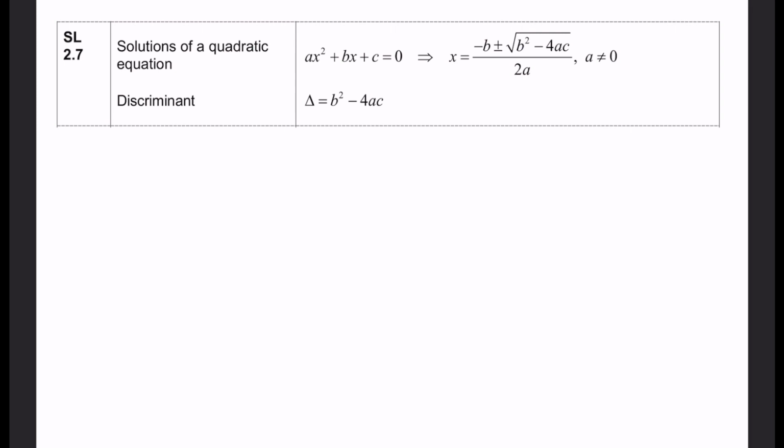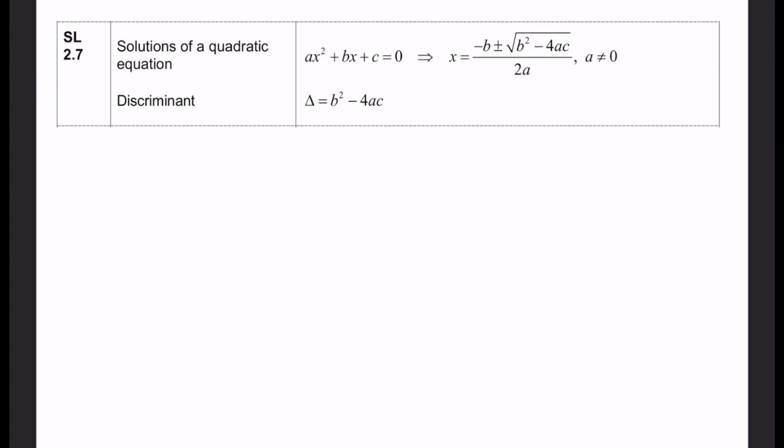Next up is the formula for the discriminant of a quadratic equation. In general, the discriminant of a polynomial is a quantity that depends on the coefficients and tells us the properties of the roots without computing them. For a quadratic equation, the discriminant, which is denoted by the delta symbol, is equal to b squared minus 4ac, and it tells us the number of real unique solutions that the quadratic equation has.